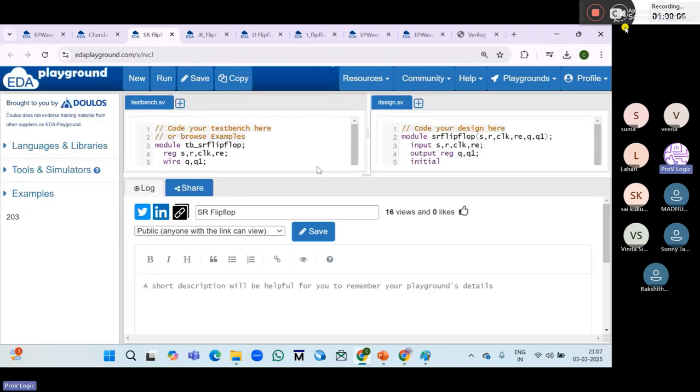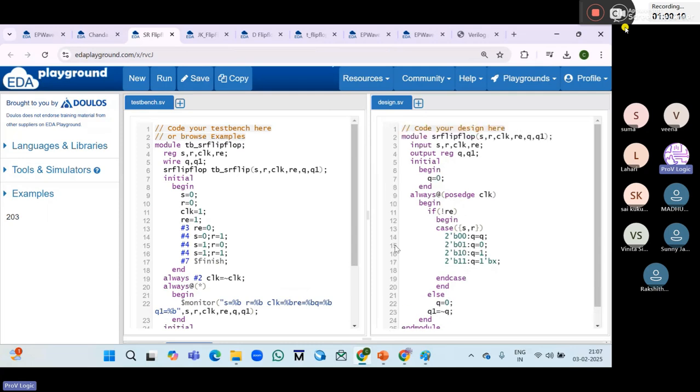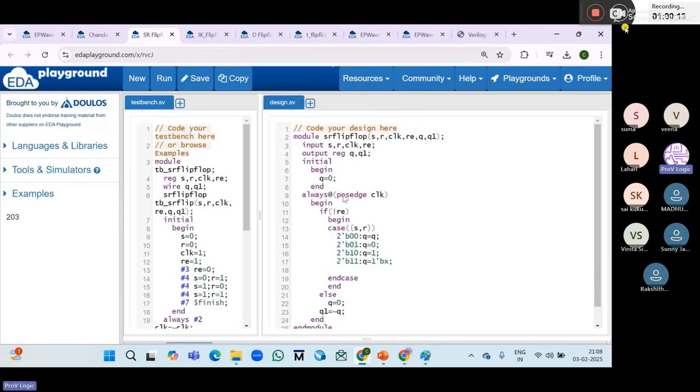Okay, first, the SR flip-flop in behavioral modeling. So how do we write it? First, module, the name of the flip-flop, SR flip-flop. Inputs are S, R, clock, and reset, and outputs are Q and Q1. All inputs are declared here: S, R, clock, reset. Next, the output is also declared here using the reg data type.